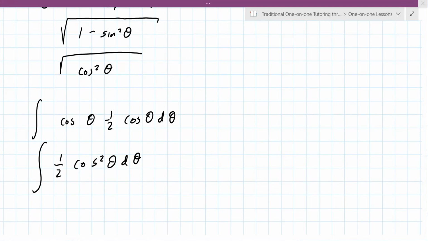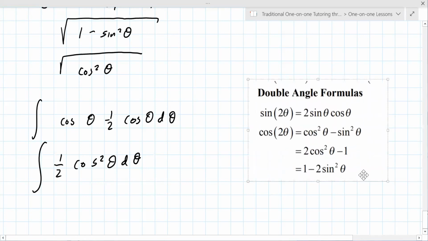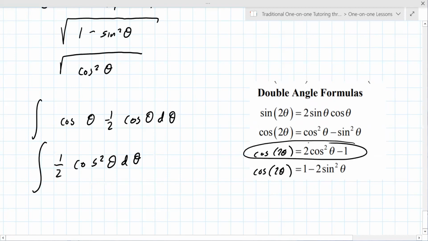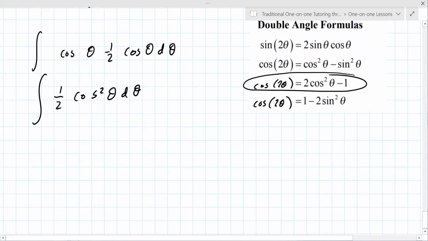And then from here, you've got to use double angle formulas. All right. Before I snipped in all of them, you really only need the top half here. And these last two rows are cosine 2 theta equals that. But we're going to use this one. So this is definitely worth remembering. You will get this on a test.